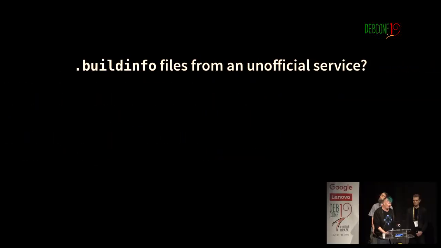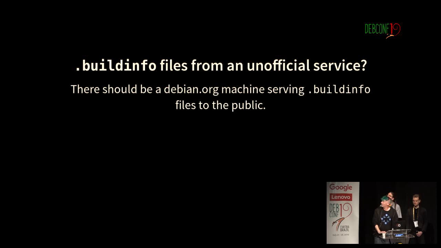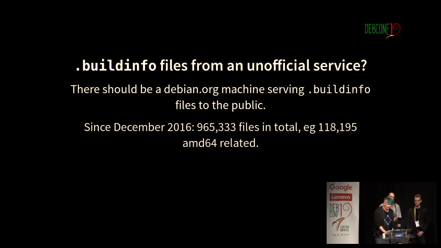But it's still an unofficial service, and I think there should be a debian.org machine serving these files. And we need to sort out these names and which services and how to do this. And Bremner also started to write another implementation or something. So build info files are still a field of work. And in total, we have about 1 million build info files, out of which 100,000 are for AMD64, so it's roughly 100,000 per architecture since December 2016.